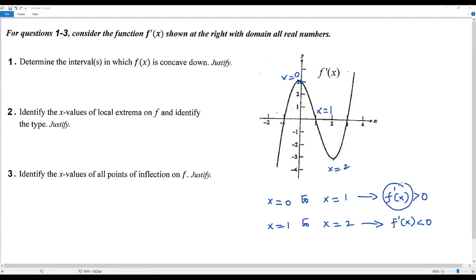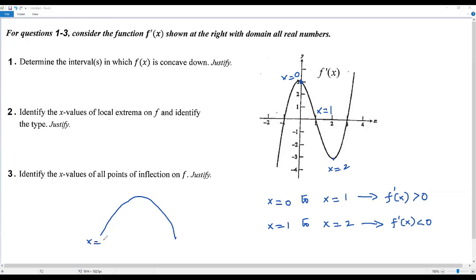f prime of x represents the slope of the graph of the given function f of x. Since f prime of x is greater than 0, the slope is positive, and f prime of x negative means the slope is negative. Whenever the slope is positive, the curve must be rising from left to right. If the slope is negative, the curve must be falling. So from x equals 0 to 1, the slope is positive and f of x must be rising, and from x equals 1 to 2, it has to be falling because the slope is negative.